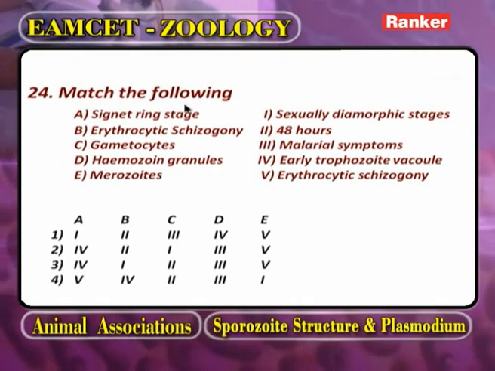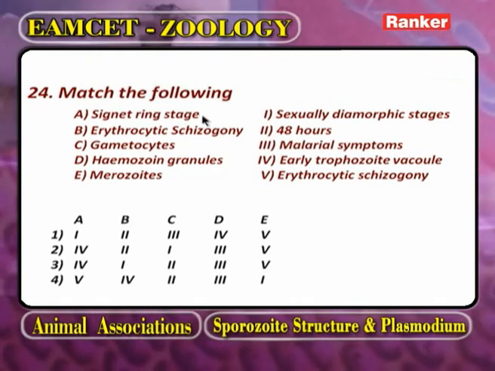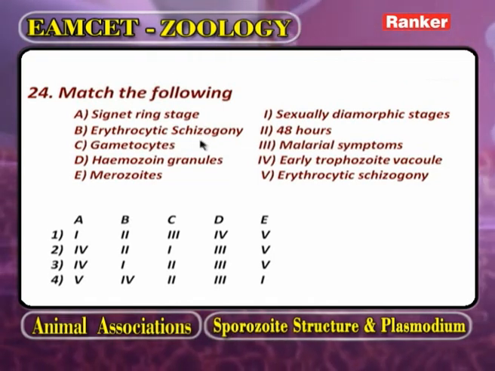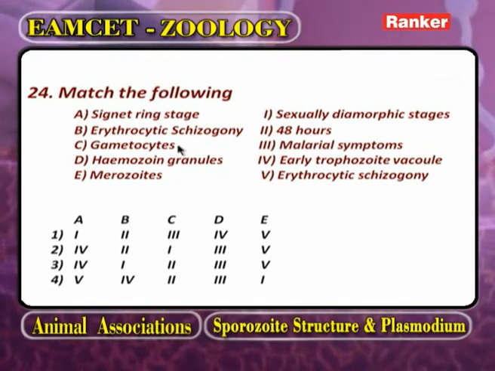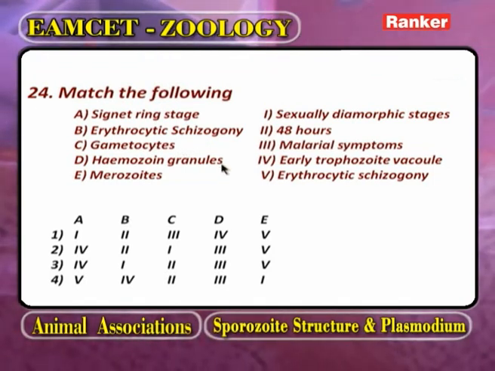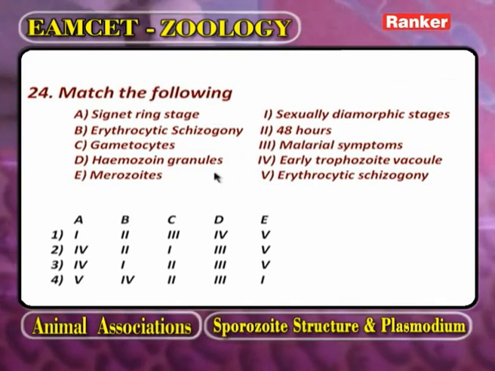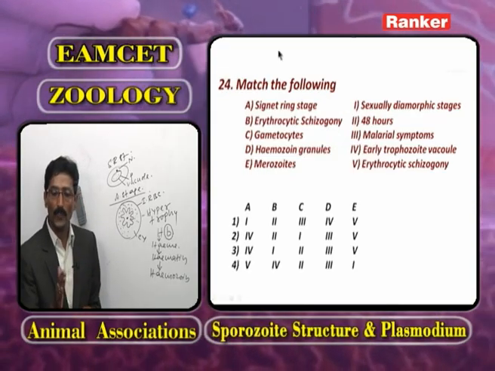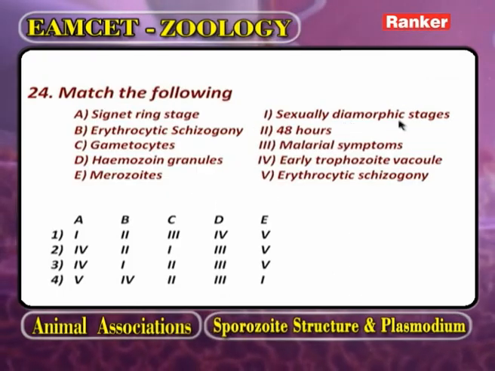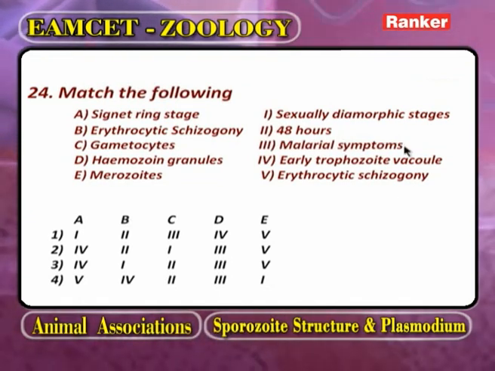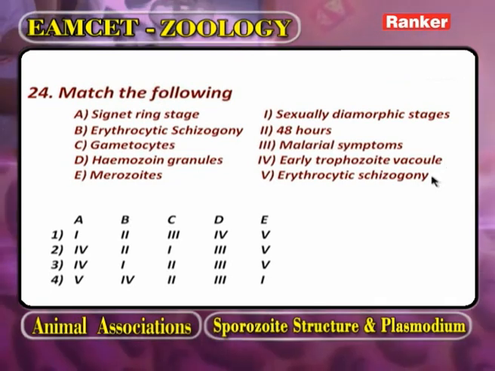Match the following. Now the list one: signet ring stage. Second one, erythrocytic schizogony, it is also called Golgi cycle. Third one, gametocytes. And the fourth one, hemozoin granules. And the next one we call merozoites. They are called first generation merozoites, second generation merozoites, third generation merozoites. Now go for list 2. Sexually dimorphic stages. Second one, 48 hours. Third one, malarial symptoms. Fourth one, early trophozoite vacuole. And the fifth one, erythrocytic schizogony.